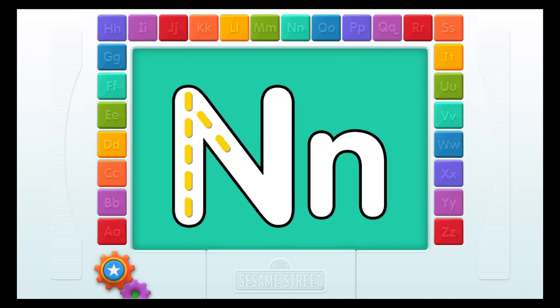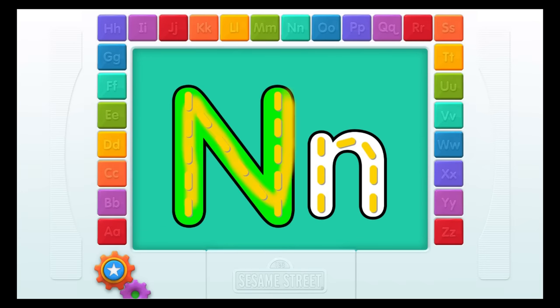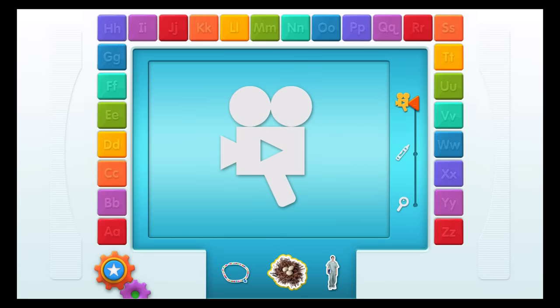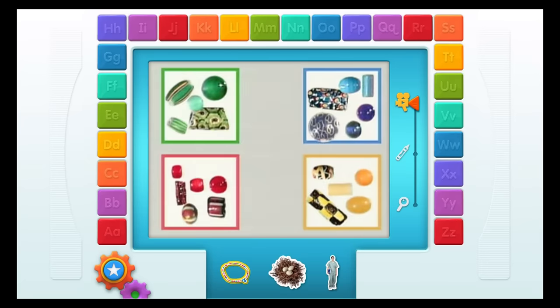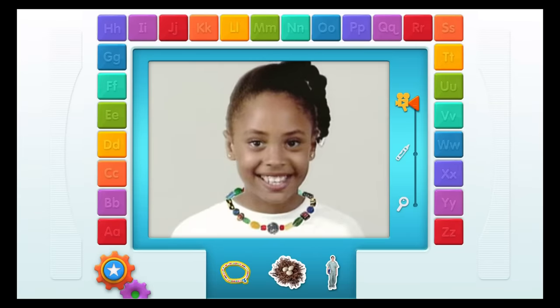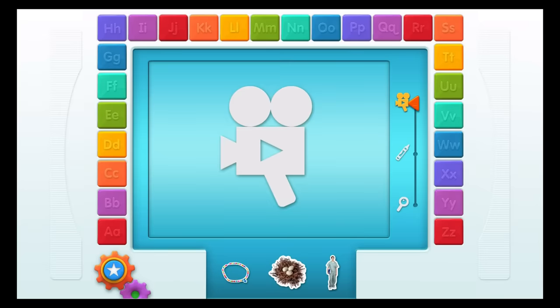Letter, draw the letters with your finger. Go ahead, trace the letters. You drew a letter. Now, make the lowercase letter. N. Yay! Video. Oh, look. Elmo sees three things that start with your letter. N. Necklace. Elmo loved that video.